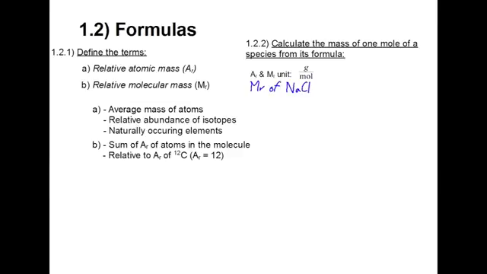In the first example, we're going to calculate the relative molecular mass of sodium chloride. That'll be equal to the atomic mass of sodium plus the atomic mass of chlorine. The atomic mass of sodium is 23, and the atomic mass of chlorine is 35. Therefore, the molecular mass of sodium chloride is 58 grams per mole.